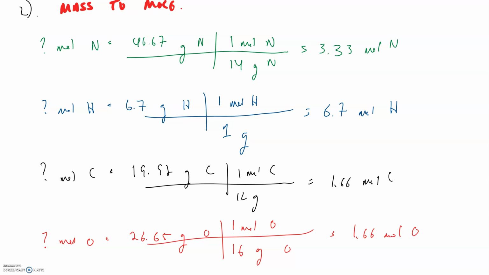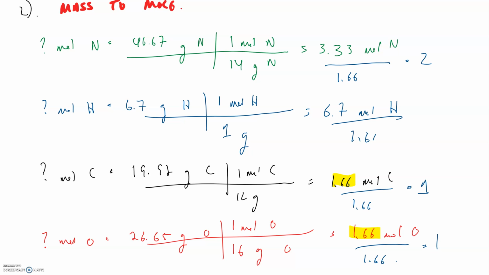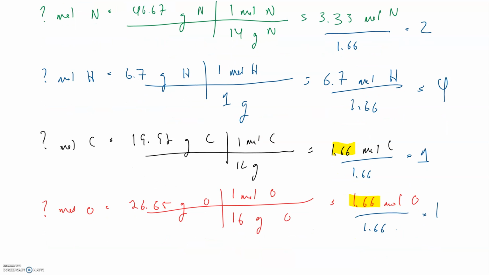So in this case, the smallest is 1.66. So if I'm going to divide everything by 1.66, these are both 1. If I do the same thing here, 3.33 divided by 1.66, I know it's 2, but just doing it on my calculator to be sure, it is 2. And 6.7 divided by 1.66 is 4. So when you do this, you'll get something like 4.036. We're looking for close.